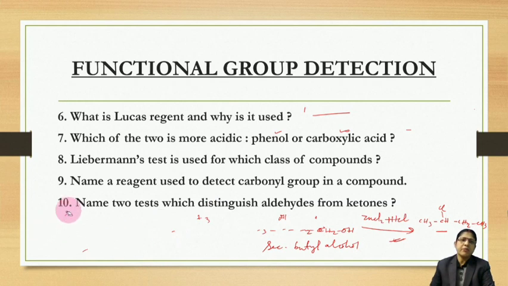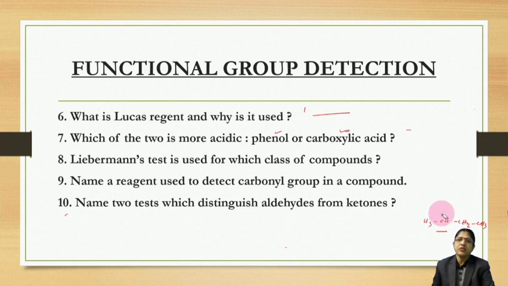So next question, Liebermann's test is used for which class of compounds? Liebermann's test is used for the identification of phenols. Another one also, if you add neutral ferric chloride, due to the formation of a violet complex, phenol is identified. But here the question is Liebermann's test.